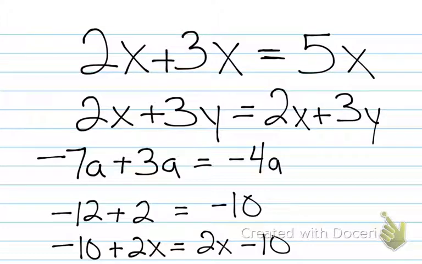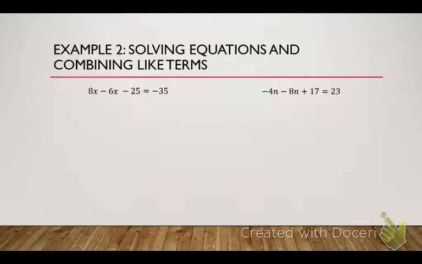All right, so what we're going to do now is solve equations by combining like terms. So let's look at the first equation. 8x minus 6x minus 25 equals negative 35. I want you to write that down on your notes underneath example 2.